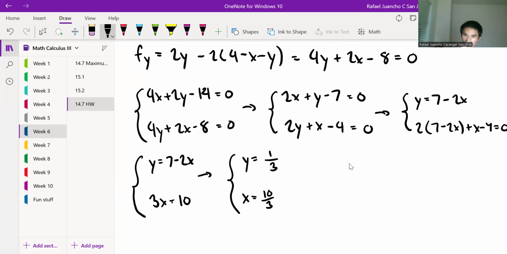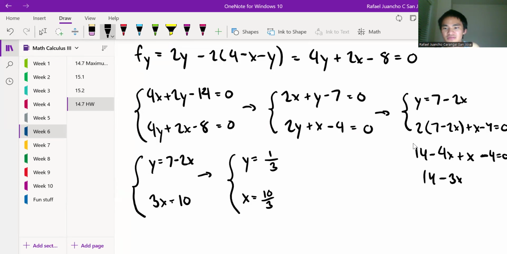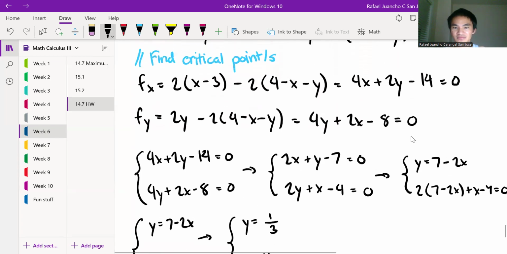So those are my two values, right? I hope I didn't mess it up. Yeah, this is 14 minus 3x minus 4, 10x. No, not 10x. What am I saying? Minus 3x equals 0. Yeah, I did get it. Okay, I'm not gonna doubt myself. I'll doubt myself when I get it wrong. So those are my two values, right?